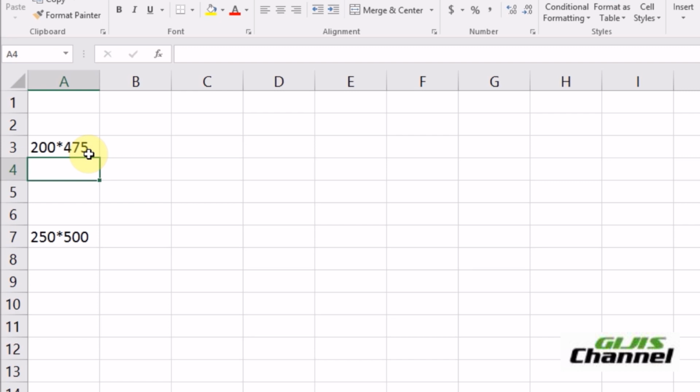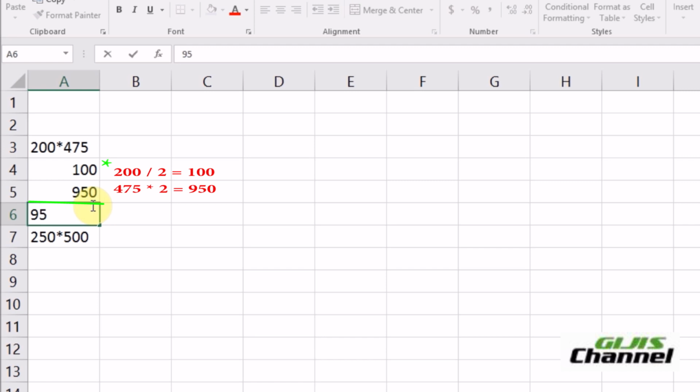So the first thing, what do you need to do? Divide the first number in half. In other words, 200 divided by 2. That's the first thing you need to do. So 200 divided by 2 is 100. And then double the second number. When you double 475, it is 950. Now multiply both numbers, 100 times 950. So the answer is 95. Then add the three zeros. 1, 2, 3, three zeros.